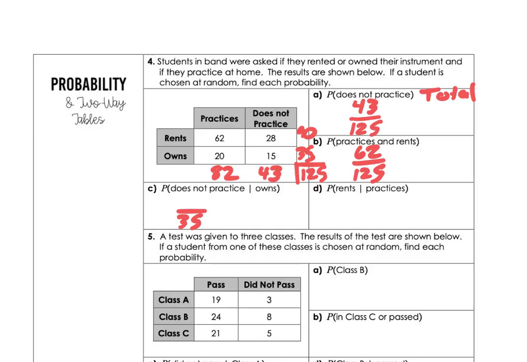And out of those 35, how many do not practice? So we're only looking at this group right here. And do not practice would be 15 of them. So 15 out of the 35 do not practice. Okay? You've got to be really careful about the conditional probability. And then if we can reduce it, we always reduce it. Take 5 out of each one of those, and we're left with 3 over 7.